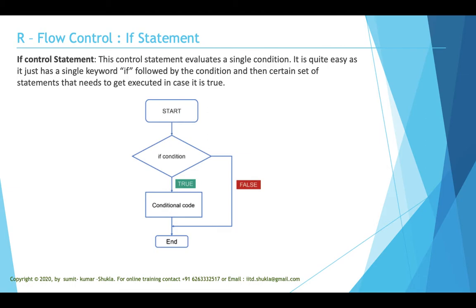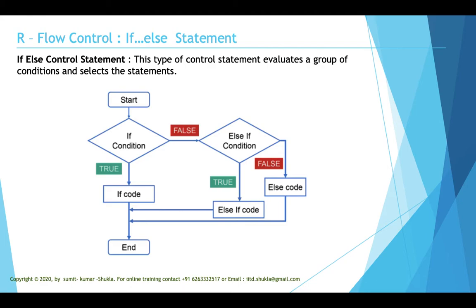So first of all, it will enter the condition check. If the condition is true, the conditional code or statements will be executed, and very simply, if the condition is false, the statement gets ignored. That's all, very simple. So in the else if code, what happens? Let's try a program for the else if.